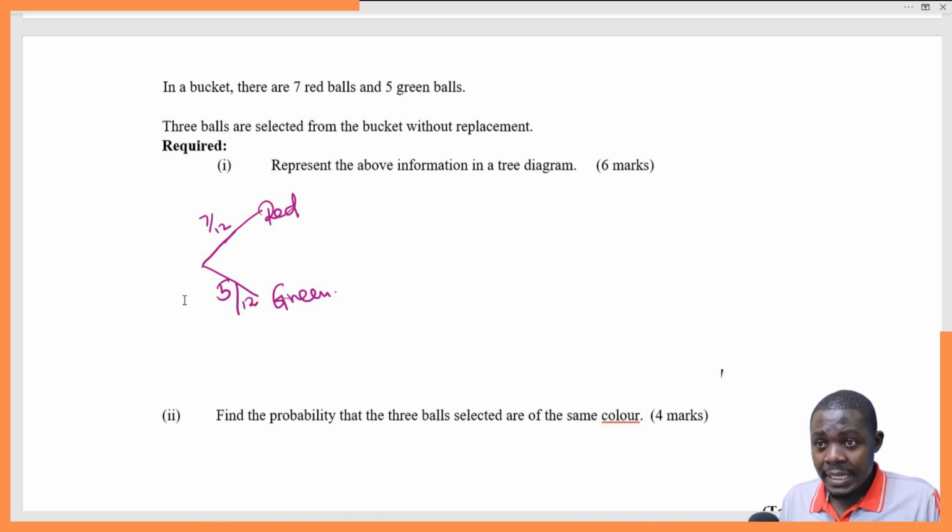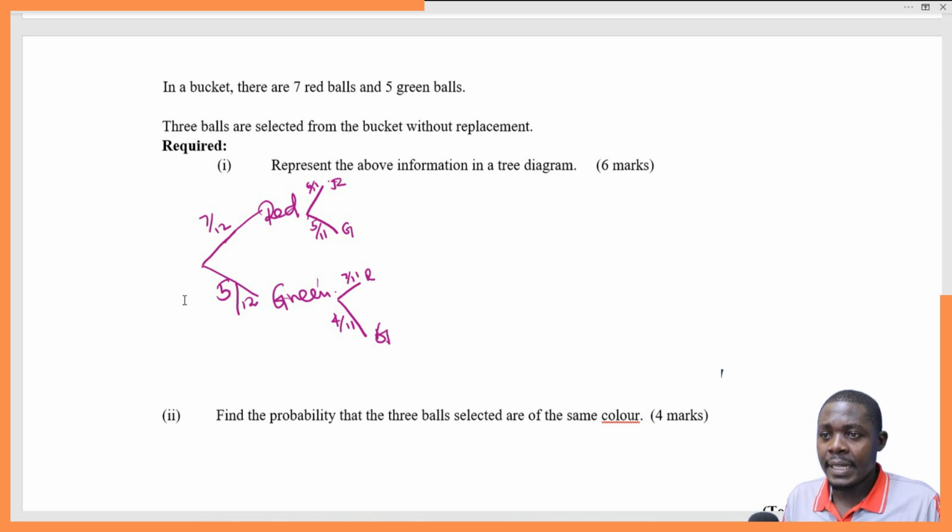Now, when we select the ball for the first time, we are going to have the probability in this manner. But if we select red, the other one will be green. We are picking one of red. The balls for red will reduce from 7 to 6. We are going to have 6 over 11. Now the green balls will remain the way they are. We have 5 over 11. Same applies to this one. If we pick the green ball, this is red. This is the probability for green. We are picking the green balls. Red will remain, that is going to be 7 over 11. But the green balls will reduce from 5 to 4 over 11.